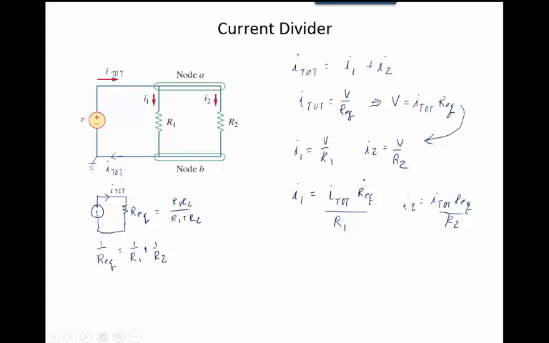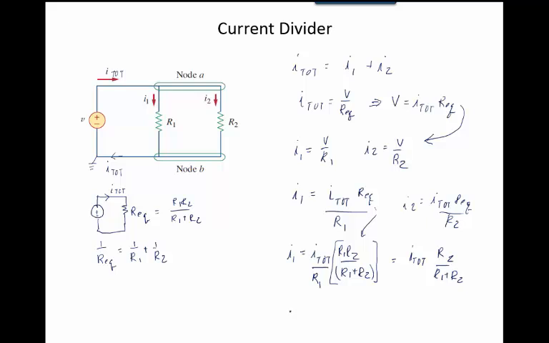So simplify that down, make the substitution for what R equivalent is. This was R equivalent, and you'll get I1 equals I total R1, R2 over R1 plus R2. That was R equivalent, right? And it was divided by R1. So that was R equivalent right there. And then you do that math and you get I total R2 over R1 plus R2.